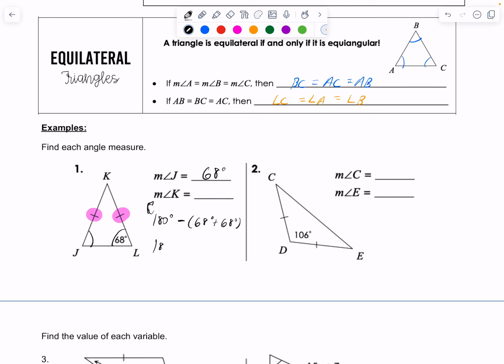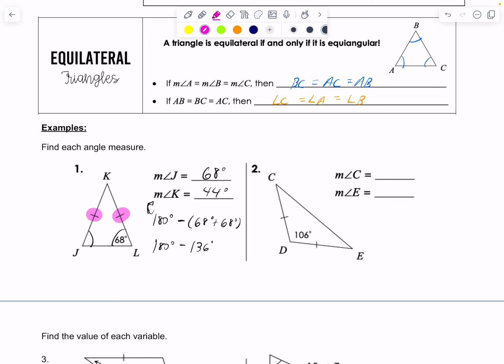All right, so putting those together, you get 68 plus 68, that's going to be, I believe, 136, all right? And then 136 taking away from 180 degrees is going to be 44 degrees. That's the measure of angle K. All right, let's go to the next one, triangle DCE.